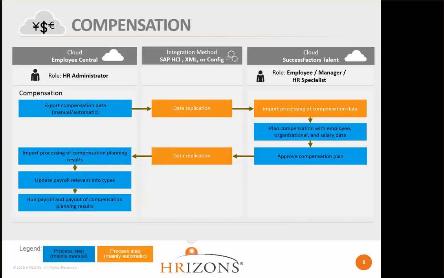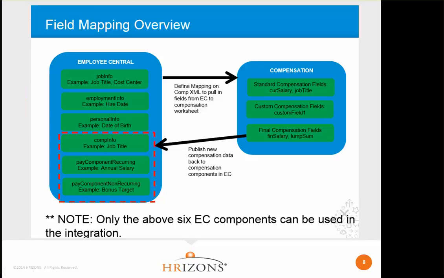On compensation, first of all, I don't really identify with this slide in terms of how I understand compensation to work. There are basically six separate classes of compensation data that flow back and forth between EC and compensation. There's the personal employee data, which is like the job info foundational object, the employment info, and the personal info foundational object. Then there are also the compensation type objects like comp info, pay component recurring, and pay component non-recurring. The employee information automatically is pulled through, and it might be true that it's defined in the XML, but that's just how our system works.